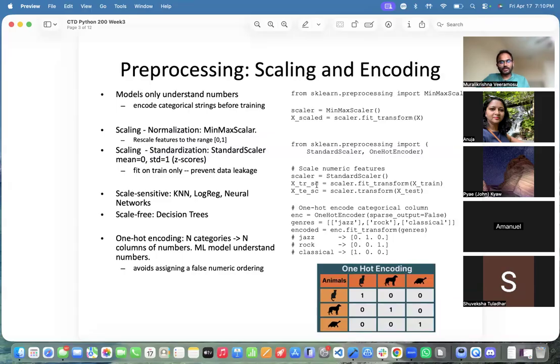The scaling we need to do for numerical data, right? So data can be numerical data or categorical data. For numerical data, you need to apply scaling. In scaling, there are two types, as I said. One is normalization, and the second type of scaling is standardization. In normalization, you convert the features so that they fit in the range between 0 and 1. In standardization, you scale the data in such a way that the mean is 0 and the standard deviation is 1.